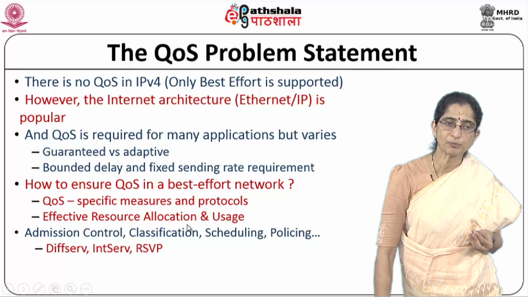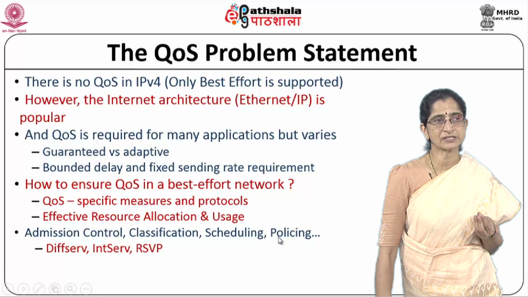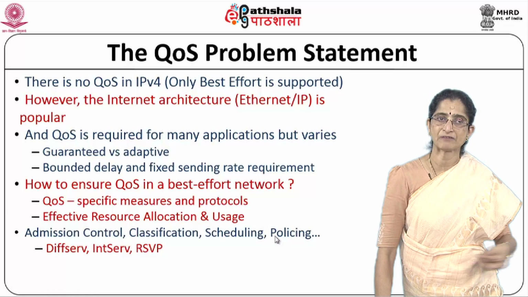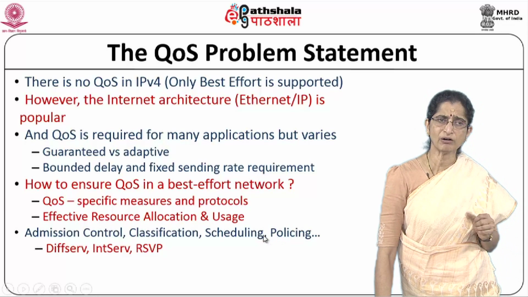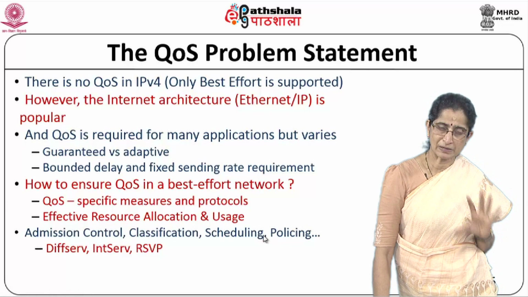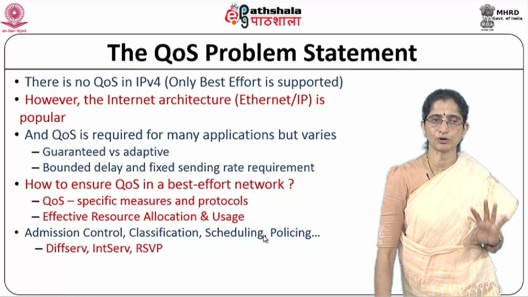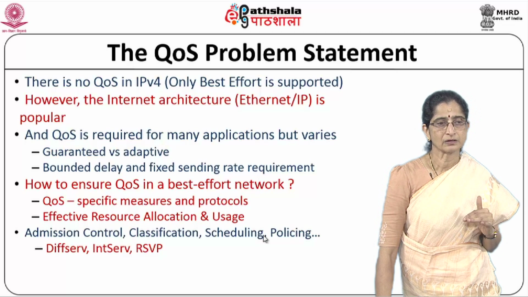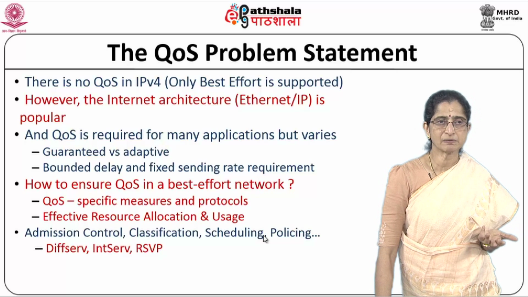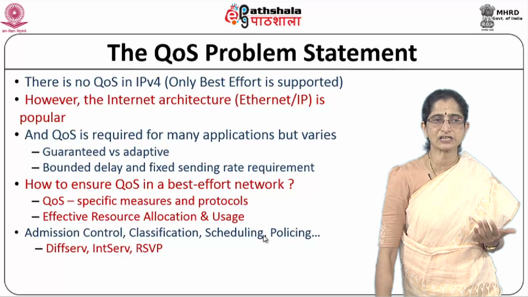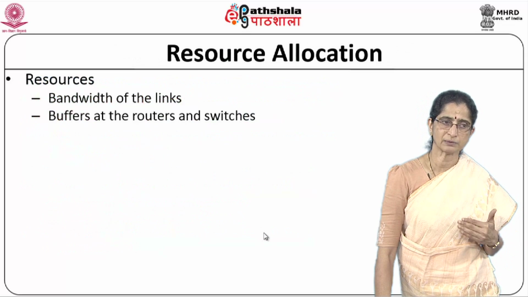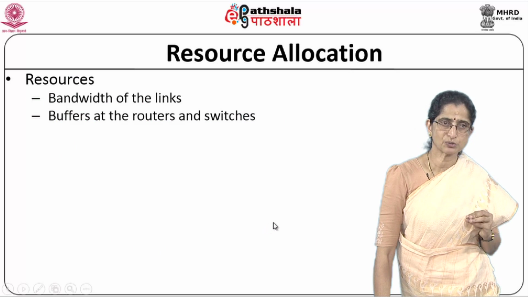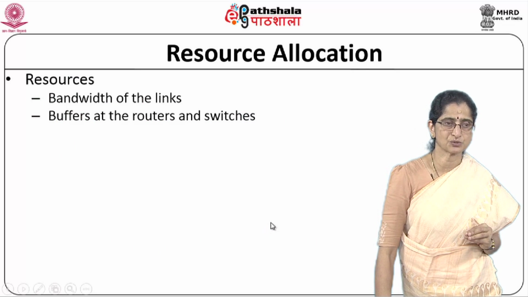Do I have to do some policing? Somebody says they will send data at a particular rate, but they send it at a different rate. So do I need to have some kind of traffic policing? These are all different techniques that people have put forth with respect to providing quality of service in an IPv4 network. This is what we will be looking at now. And diffserv, intserv, and RSVP are all different protocols that have been designed in order to support these kinds of requirements.